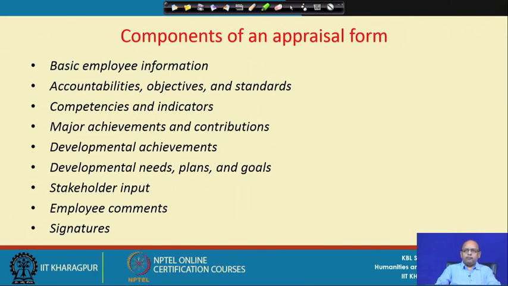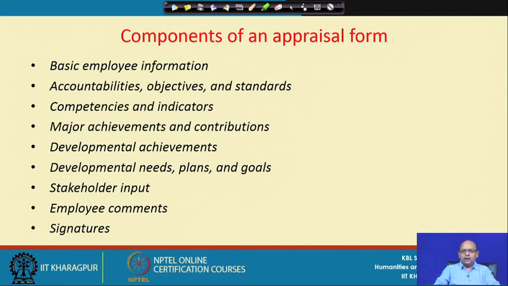Then as a part of the appraisal, we also list down the major achievements that have been made by the individual during a given period and his individual contributions. Not only that, but we also discuss the developmental achievements: if in the previous year he has made any plan for development, the extent to which these development plans have been achieved, right. And then similarly, for this financial year, based on the performance, what kind of development needs, plans and goals you are going to set for the next year.